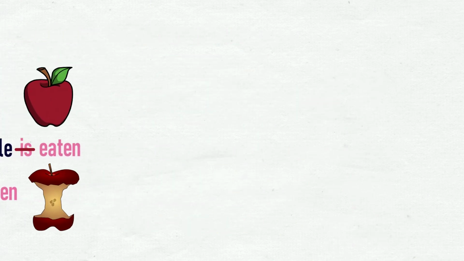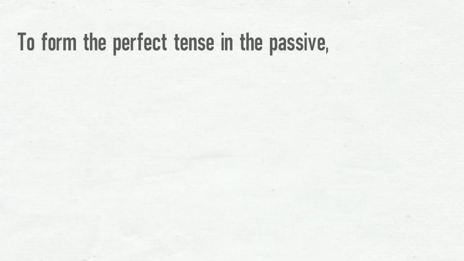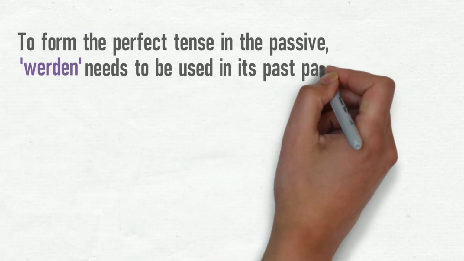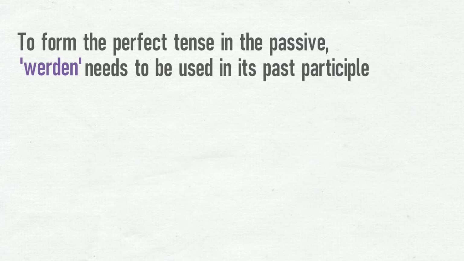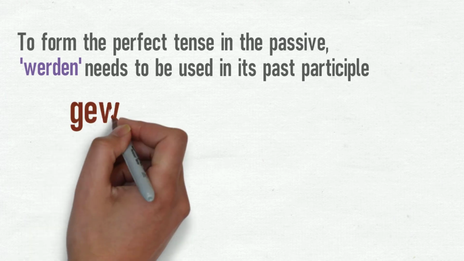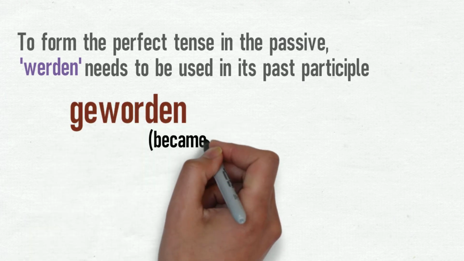To form a perfect tense passive sentence in German, we need to change the verb werden into its past participle. If you aren't sure what I mean about past participles, it's worth going back to watch my perfect tense video, which you can find by clicking the banner now. The past participle of werden, in modern German, is geworden, and it means became.